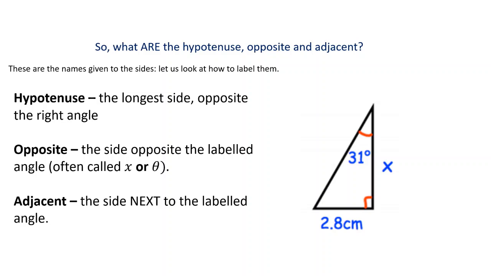So our hypotenuse here is opposite our right angle. So this is our hypotenuse. Then this here is just different to the 3 previously. Here the angle is 31 degrees, okay? But this is still the relevant angle. So I'm looking for the side that's opposite that 31, which is this one. So this side, it's the opposite. And then the side that's next to the labelled angle is the adjacent.